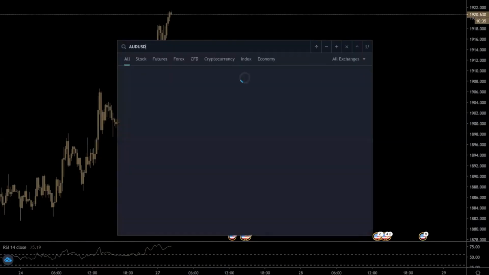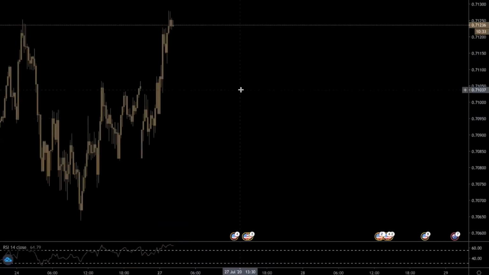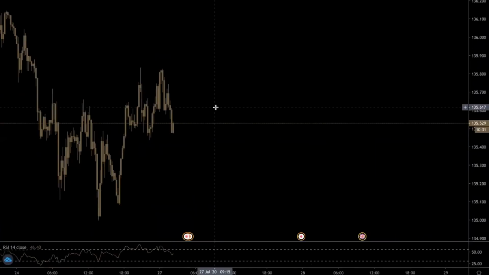Let's see, AUD/USD. Let's go see. Let's do a cross pair. Let's go look at something like GJ.